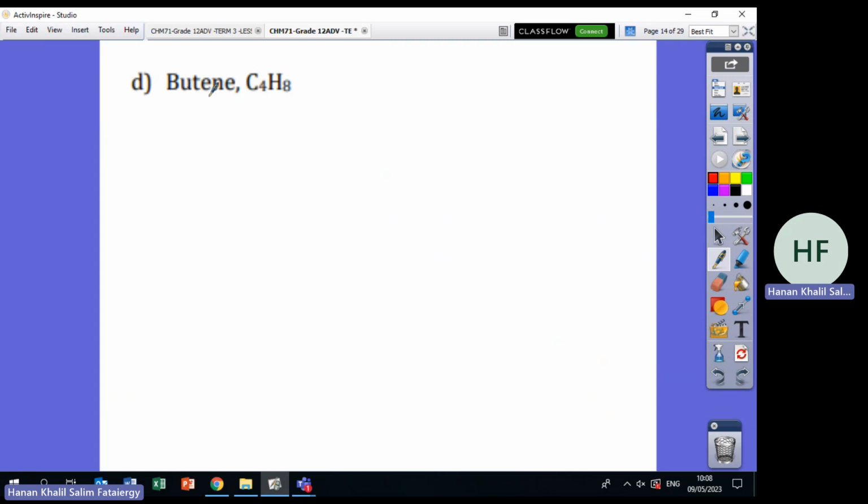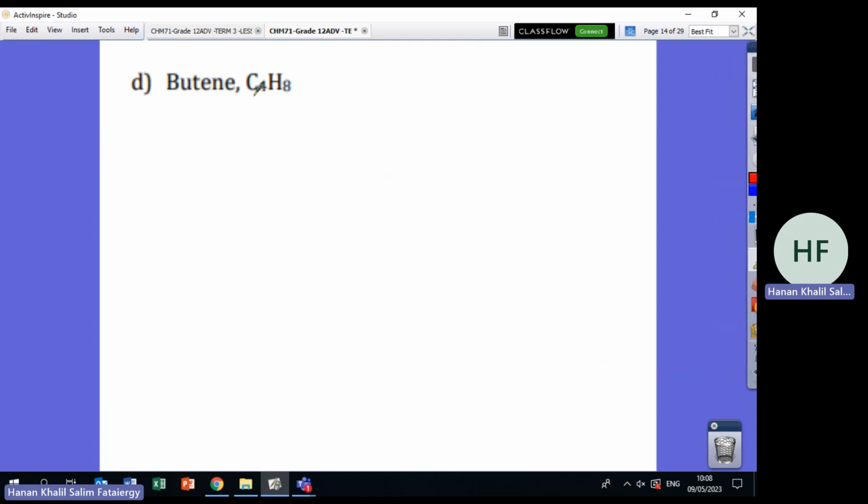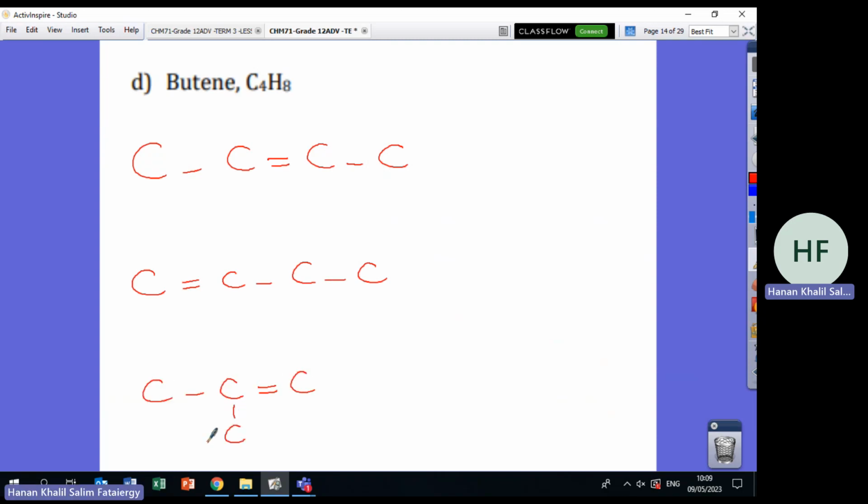Now butene. Does butene have structural isomers? C4H8, 1, 2, 3, 4, double bond. Yes. What do I do? Simply, the easiest way is to change the location of the double bond. You can say 1, 2, 3, 4. Or you can say 1, 2, 3, double bond, and then a carbon here.